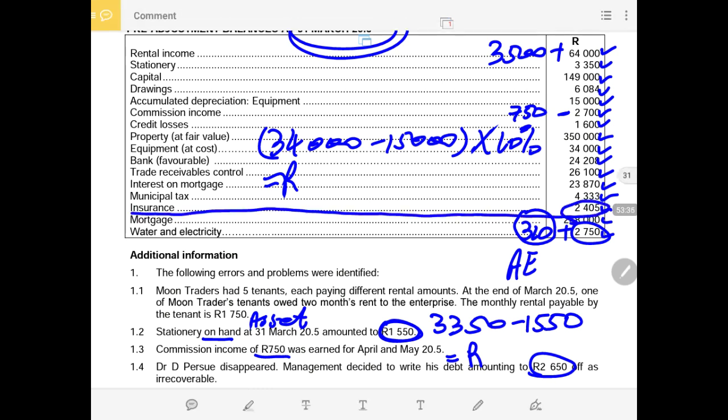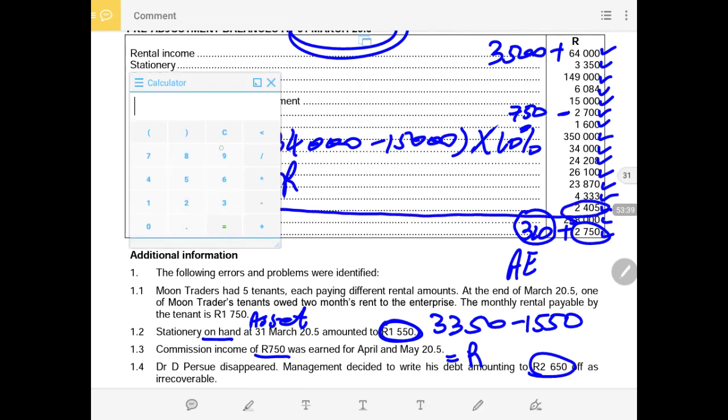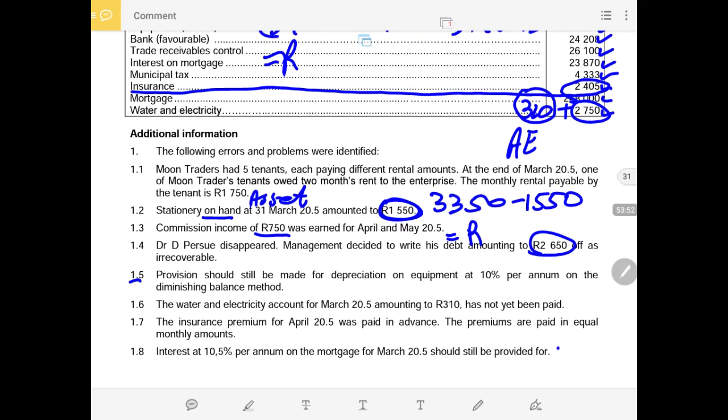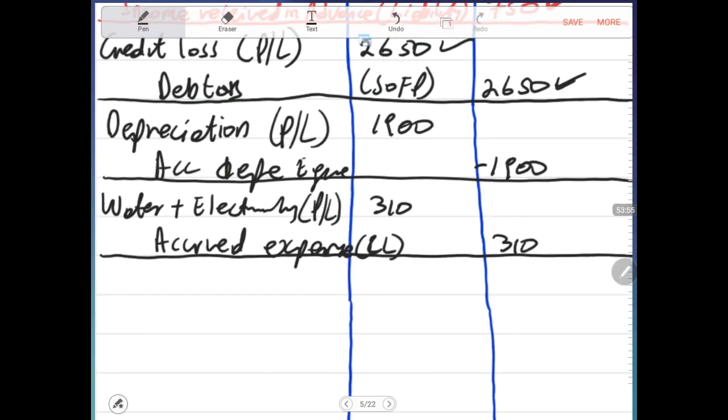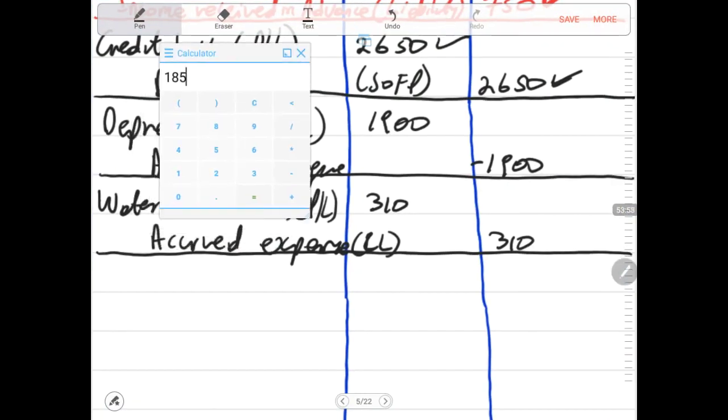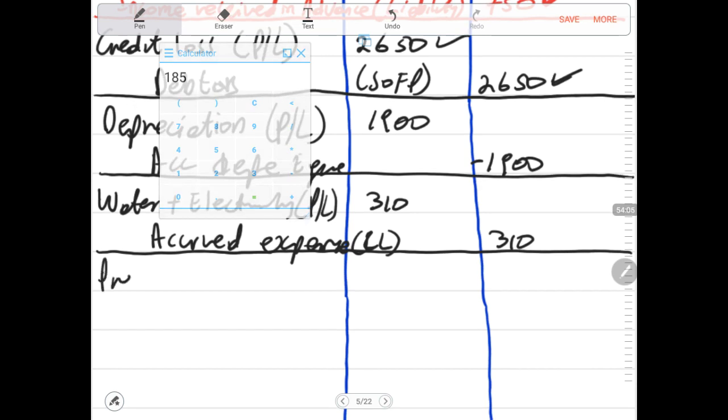The insurance amount is 2,405 rands, so we say 2,405 divided by 13. Then we can see that the monthly equal installment for insurance is 185. So this 185 was paid for the month of April, and that will be prepaid expense, meaning expense paid before time. Prepaid expense or prepaid insurance expense.